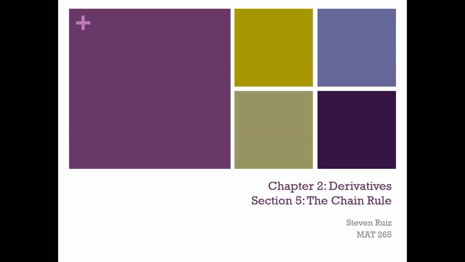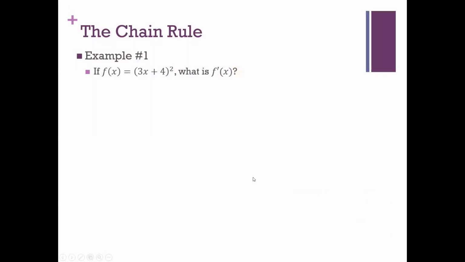All right, let's go ahead and get into it. So we're in section 5 of chapter 2. This is about how it works and when to use it. So this function here, the quantity 3x plus 4 all squared.